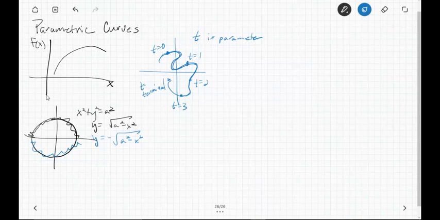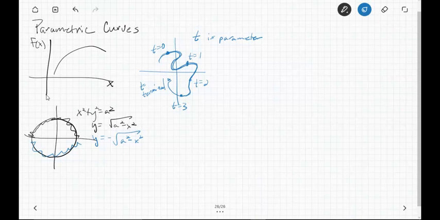Now, you may say, wait, why would I want to do something as awful as this? Well, because it allows us to describe curves without having to have them be functions. And truthfully, they don't even really have to be curves that we know about. We can parameterize pretty much whatever we want. We can even parameterize functions.